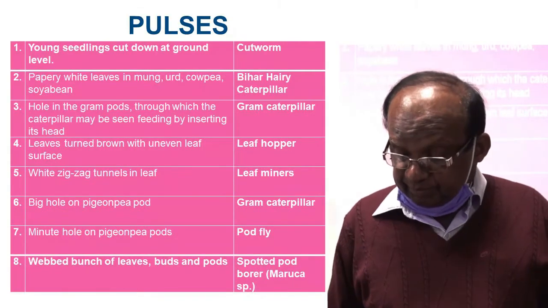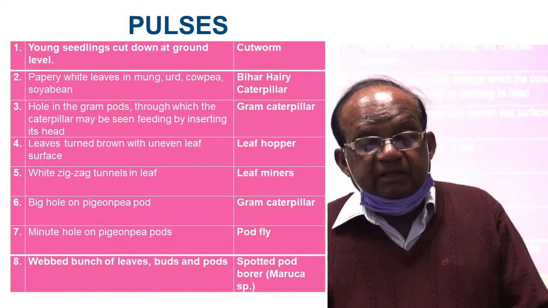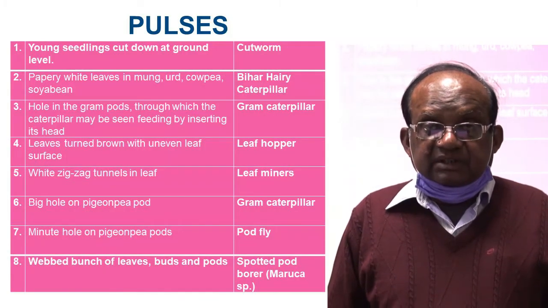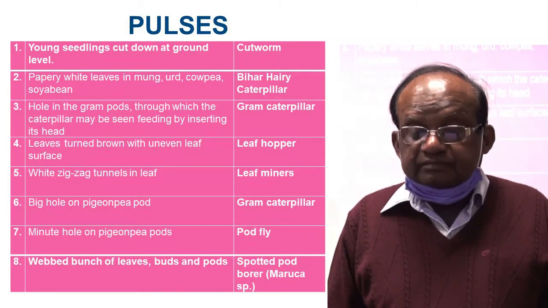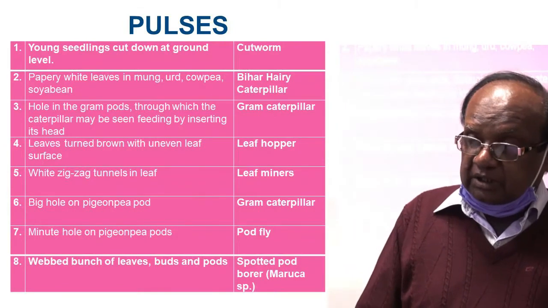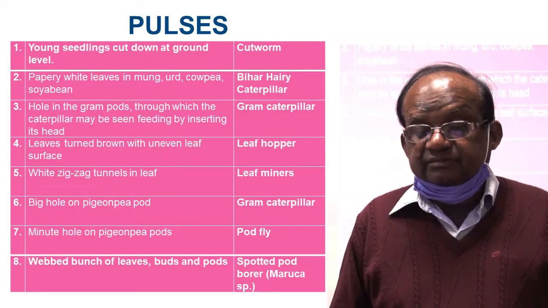Then come to pulse crops in general. If young seedlings of pulses are cut down at the ground level, it indicates the attack of cutworm, Agrotis epsilon.